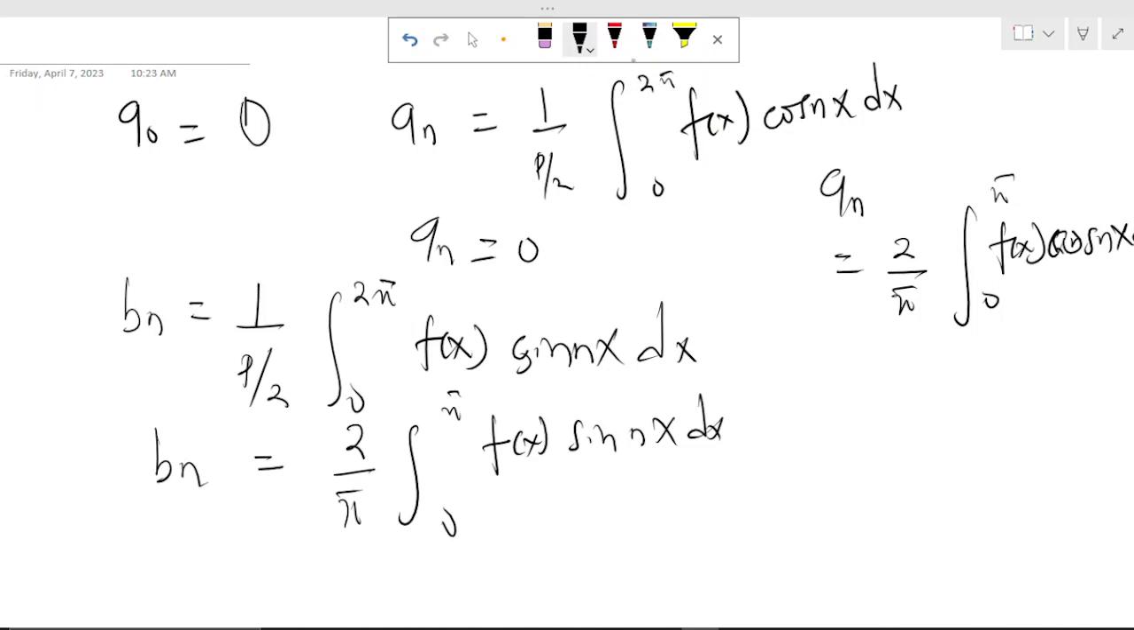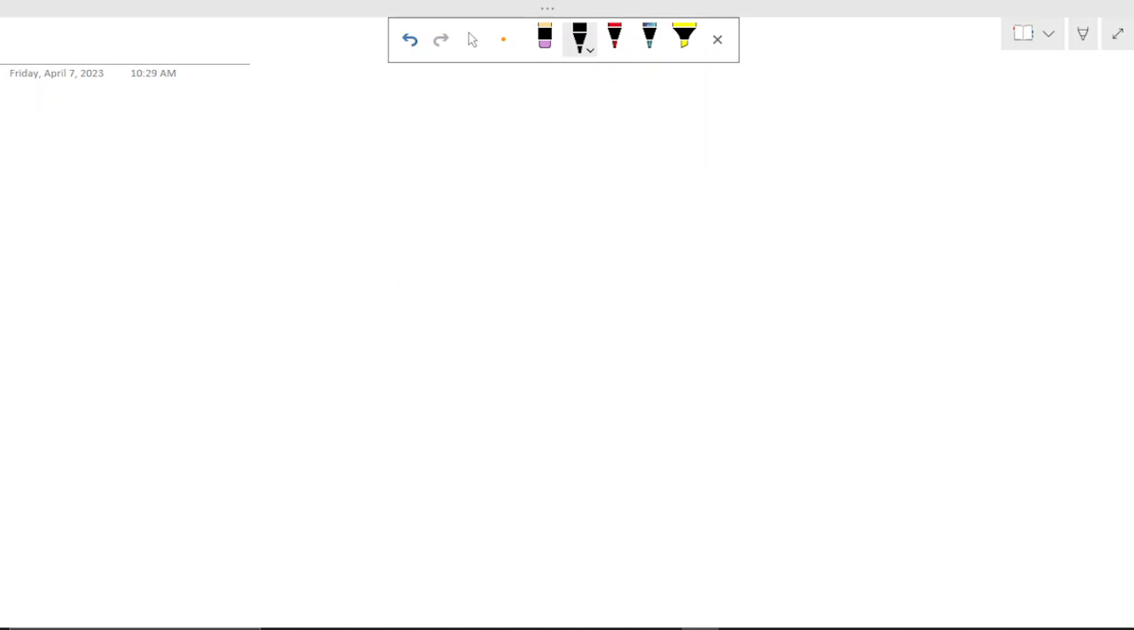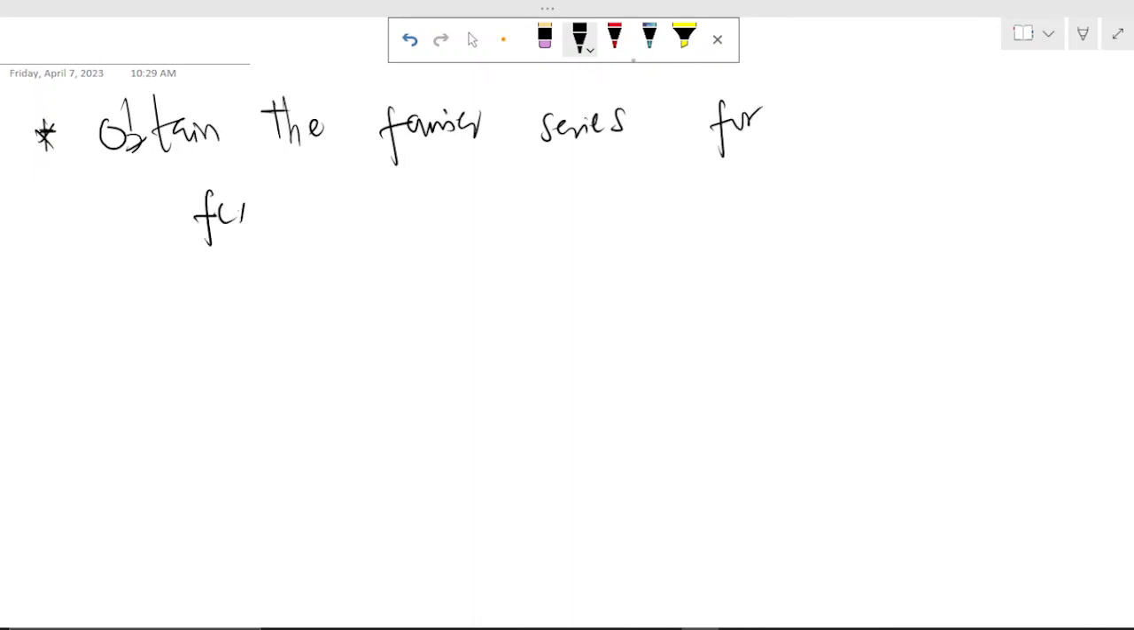So before I end the class, let me give you a question to try on your own. I have two questions. So try this. This will test your knowledge of getting the Fourier series for an even function and an odd function. Number one, obtain the Fourier series for f of x equal to x cubed for minus pi less than x less than pi.